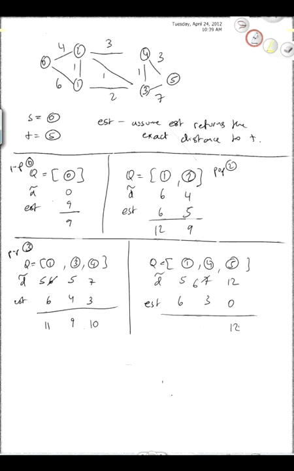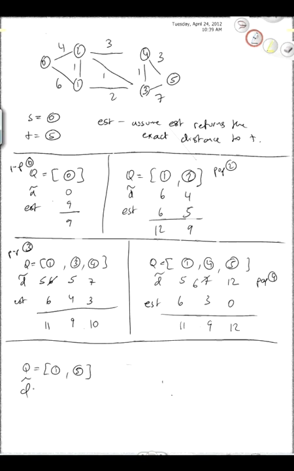And so now we can sum these things up. So that gives us a 12, this is a 9, and that is an 11. So this tells us that we should be popping node 4 next. Okay, so what remains on the queue here is node 1 and node 5. And their distance labels are 5 for node 1 and 12 for node 5. The estimates are 6 for node 1 and 0 for node 5.